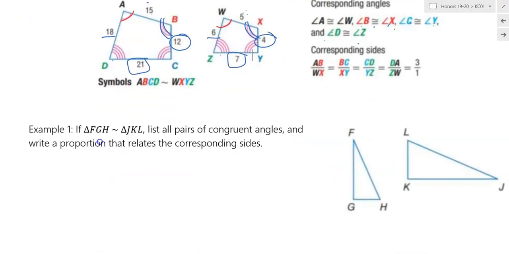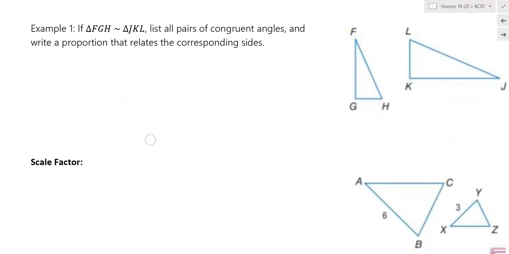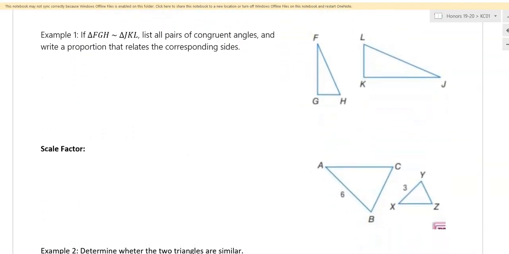So let's look at example 1. If triangle FGH is similar to triangle JKL, list all pairs of congruent angles and write a proportion that relates the corresponding sides. Alright. So let's find our congruent angles first.